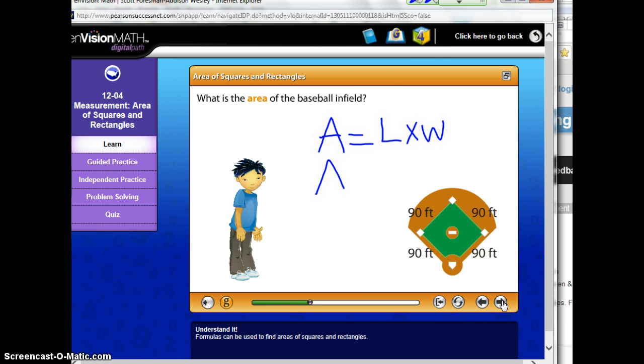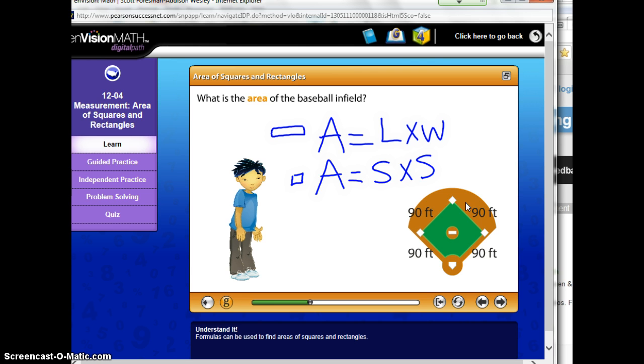If you're dealing with a square, I think I'll put a little rectangle shape here. If you're dealing with a square, you take side times side. Now, in a square like this one, all the sides are the same, right? So don't make the mistake of taking one side times 4. That's the perimeter. You're taking a side times the other side. So what would be the area of this baseball infield?